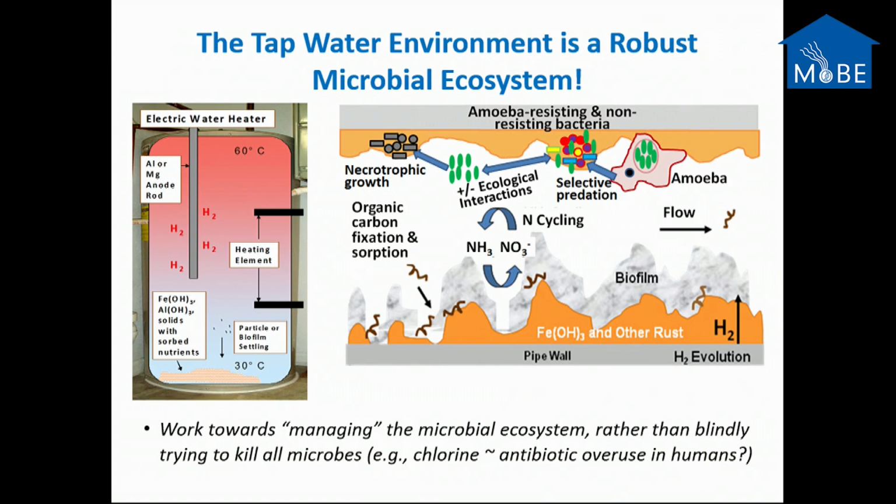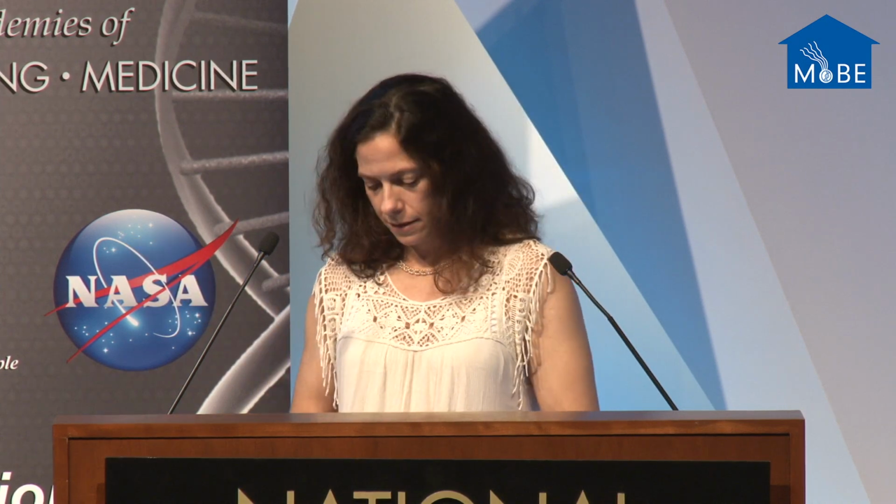And so the point is that, in engineering and in the public in general, we tend to have this mindset of the only good bacteria are dead bacteria. And what we really need to think about is managing this microbial ecosystem. And there are some analogies, for example, with overuse of antibiotics. We need to use them at times, but we need to optimize that use. And the same can be true for disinfectants like chlorine.